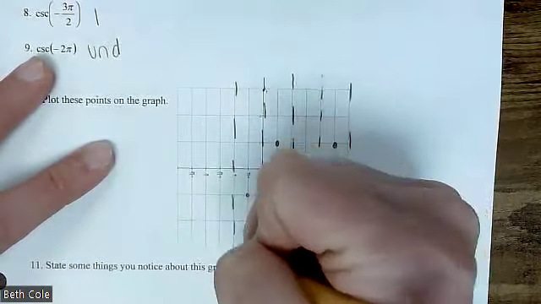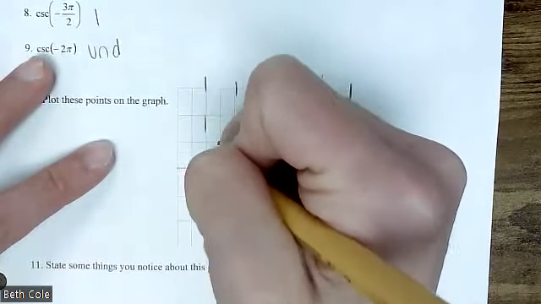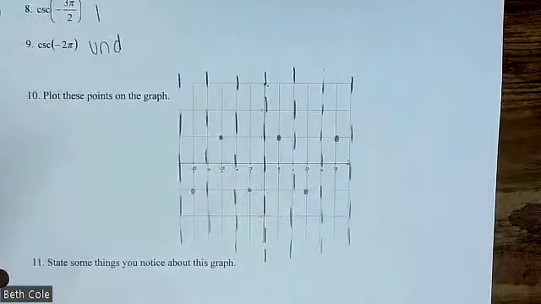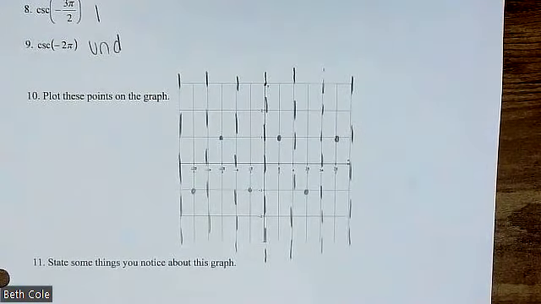And I'm sorry, I know my hand's in the way. It's because I'm right-handed. I'm trying to draw it as quick as I can, and then I'll get out of the way. But do you see what I did there? You got a point and then an asymptote, and then a point and then an asymptote.